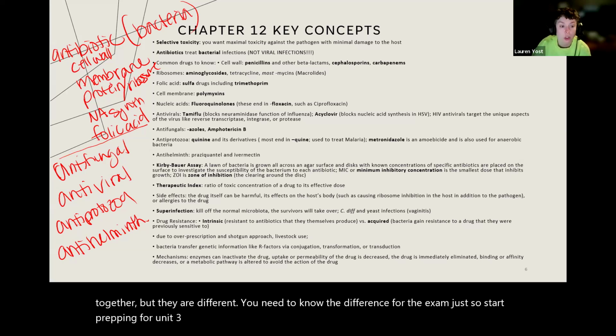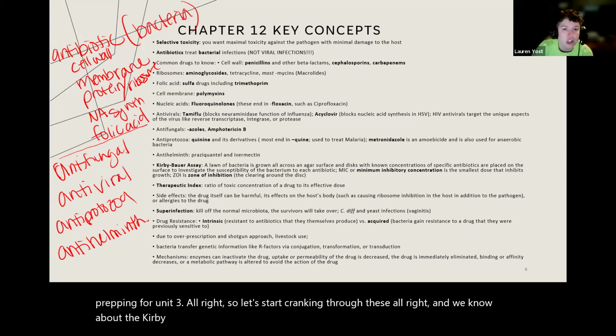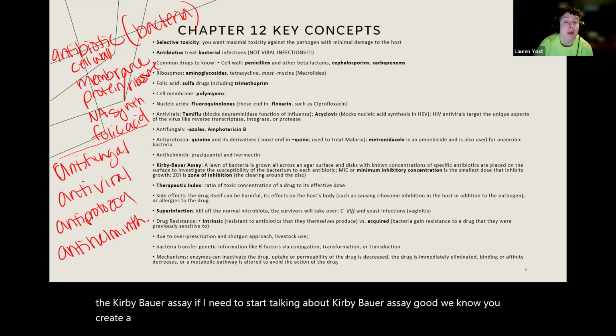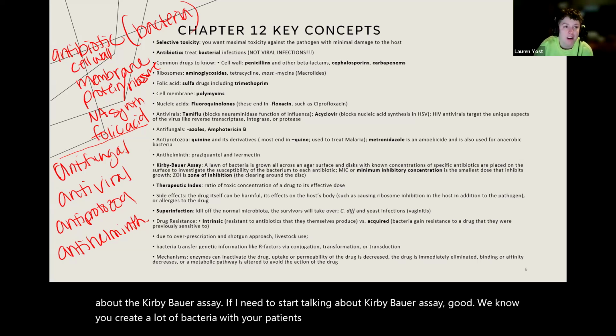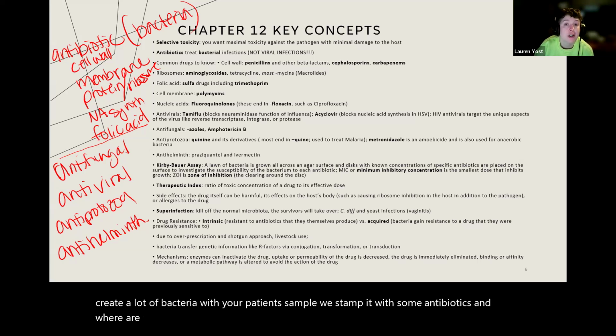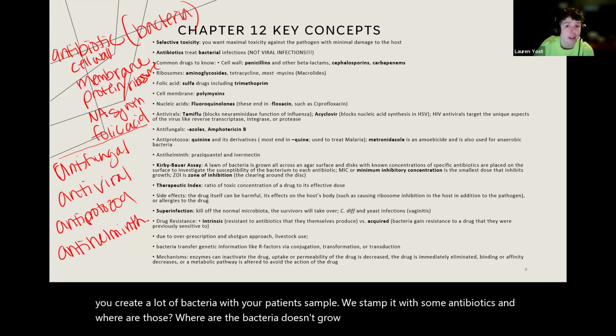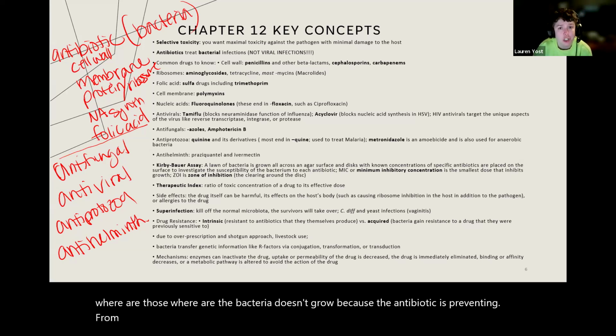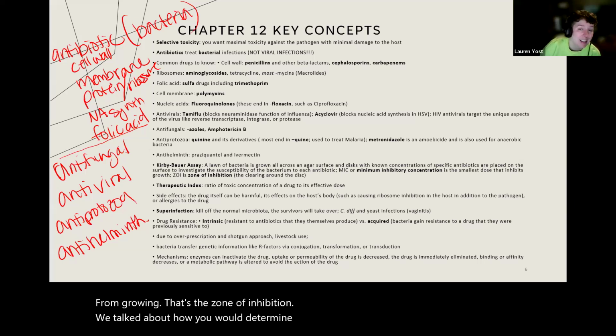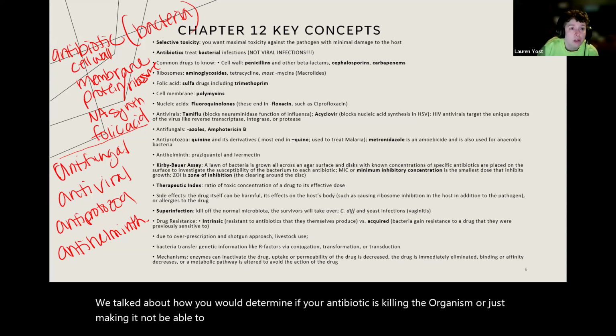All right, so let's start cranking through these. And we know about the Kirby-Bauer assay. We know you create a lawn of bacteria with your patient's sample. We stamp it with some antibiotics. And where the bacteria doesn't grow because the antibiotic is preventing it from growing, that's the zone of inhibition. We talked about how you would determine if your antibiotic is killing the organism or just making it not be able to grow, and that is cidal versus static. And so we have these concepts that we can build off of to guide us in how we're going to choose our medications.